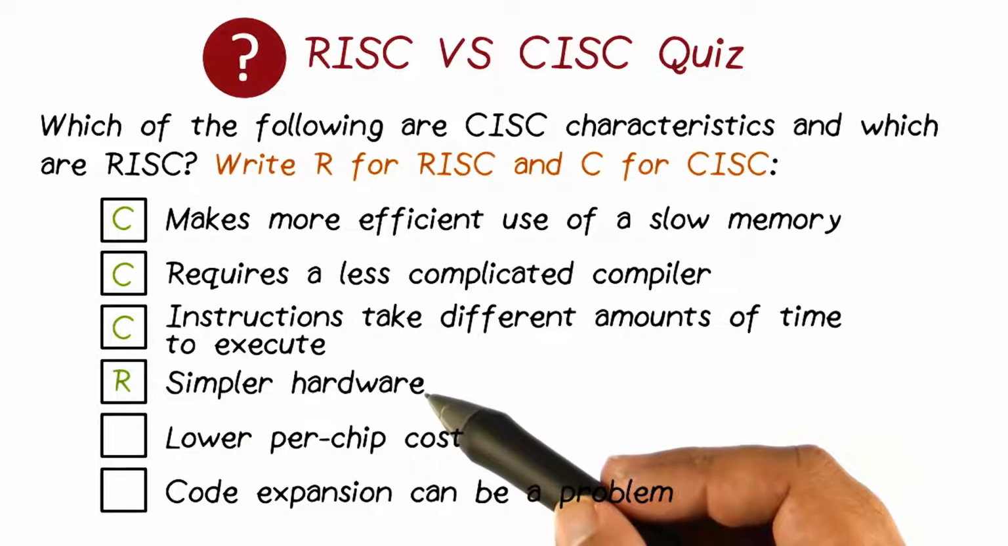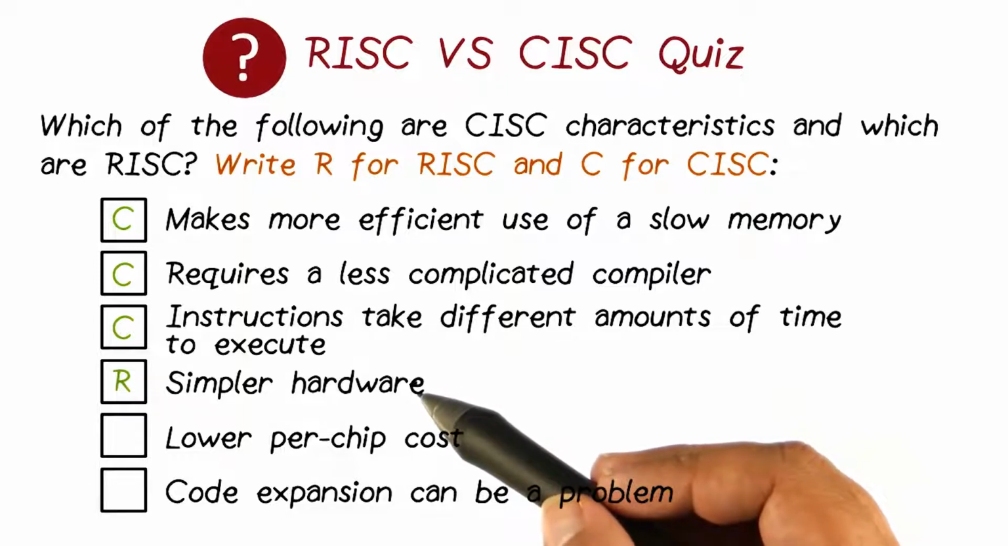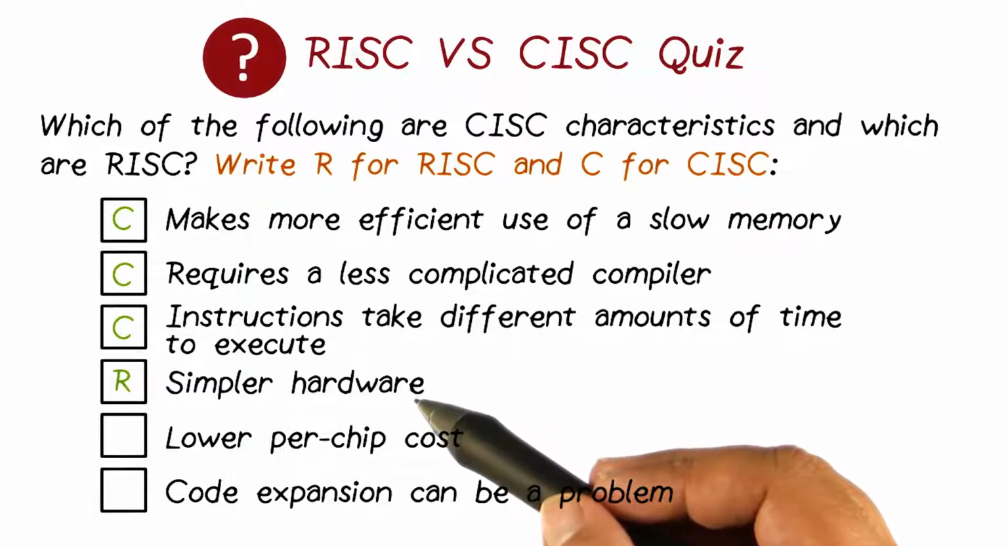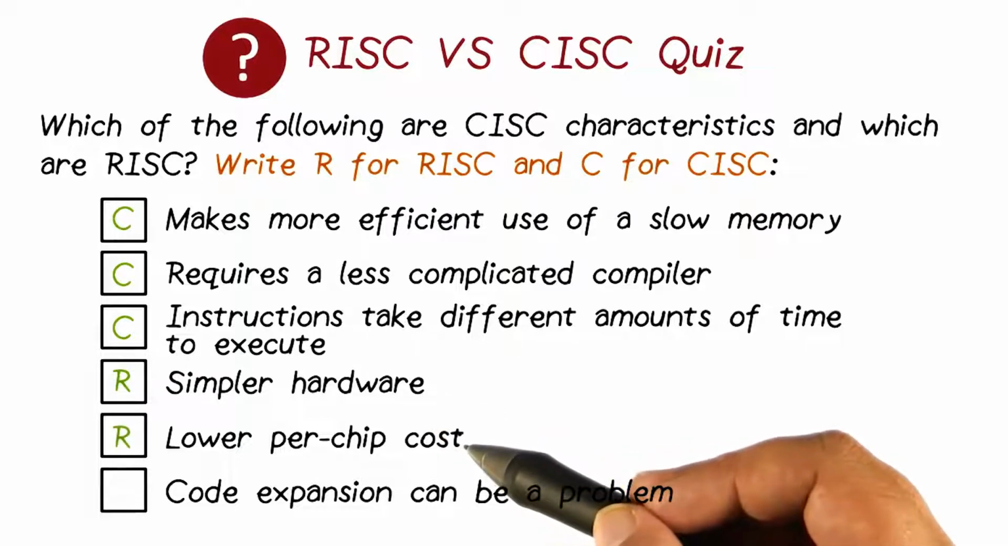Now let's talk about hardware. Is it going to be in RISC that we have simple hardware, or is it going to be in CISC? And this time the answer is RISC. The simpler hardware is because of simpler instructions. Now let's talk about the cost of the chip. Is it going to be RISC or CISC which is going to be less costly? And the answer is, it is going to be RISC. Because the chip is simpler, it also costs less.